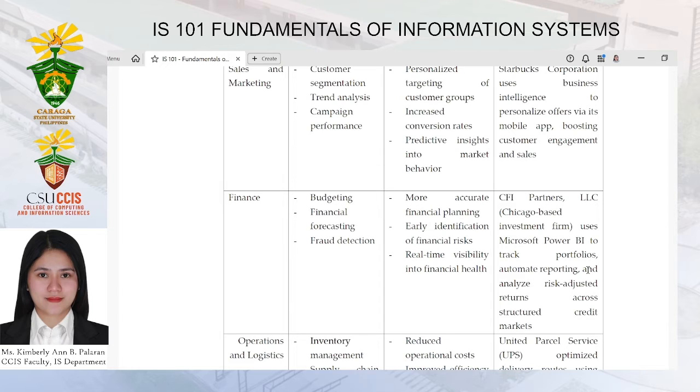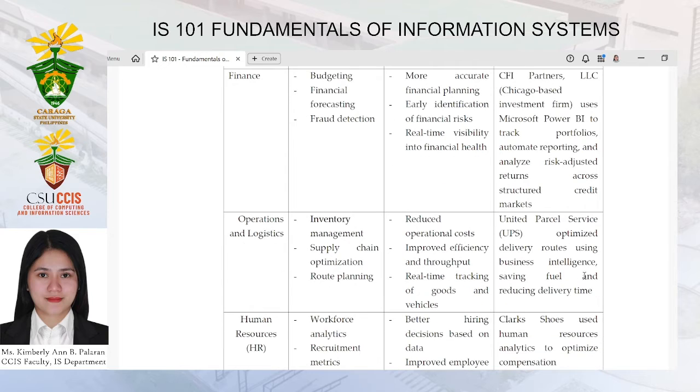So, as a business owner, it's also important that you manage your finances properly. If it's not managed properly, that's where it can result in bankruptcy. We have here operations and logistics. One of the benefits are reduced operational costs, improved efficiency and throughput, real-time tracking of goods and vehicles.